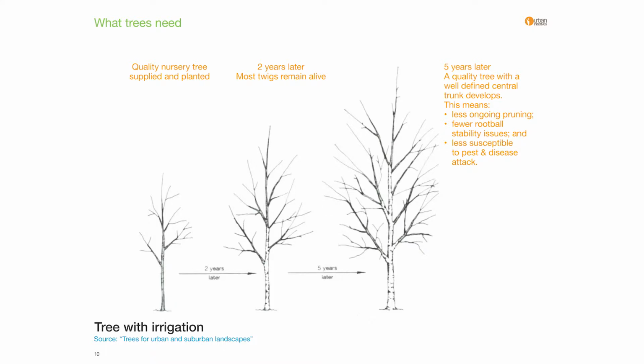The difference with irrigation is pretty substantial and obviously well known. If you supply a quality tree, and that's sometimes half the battle in my industry, 2 years later the twigs will remain alive, and 5 years later you'll have a great tree with a central leader. That means less ongoing pruning, fewer stability or anchorage issues, and it's also less susceptible to pest and disease attack. These, again, become even more important with the climate emergency.